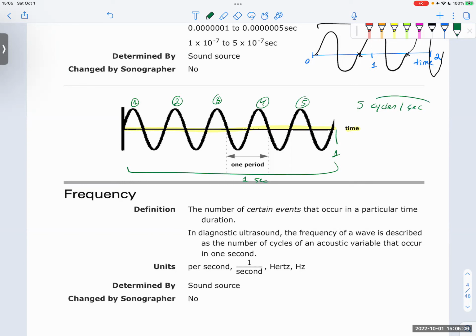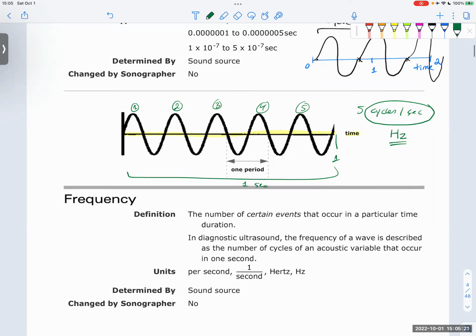The unit of cycle per second is also known as hertz, and that's the shortcut. So if we say what's the frequency here, it will be 5 cycles per second, or 5 hertz. Now, what is the duration of each cycle? Here we said there were 5 cycles in 1 second. So the duration of that cycle, known as period, would be 1 divided by 5, which would be 0.2 seconds.